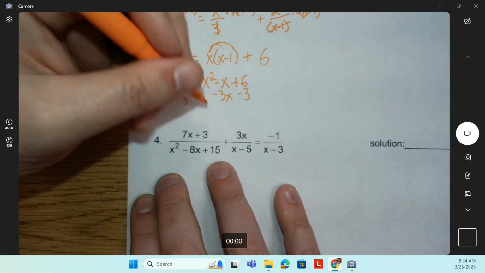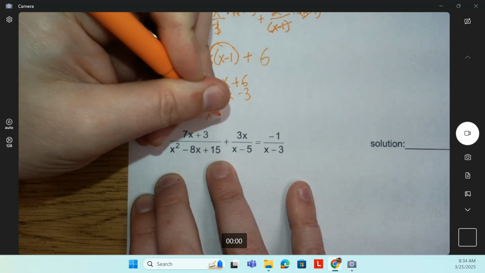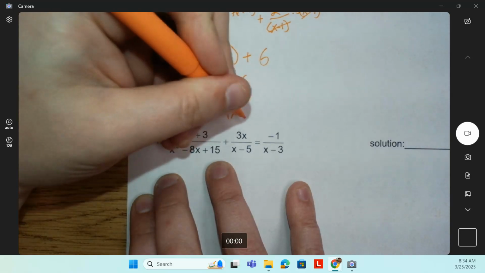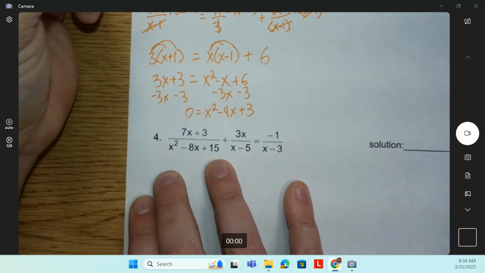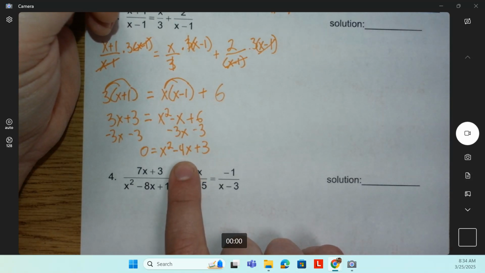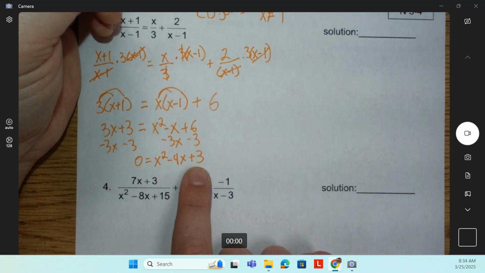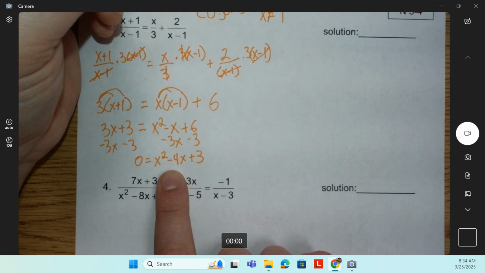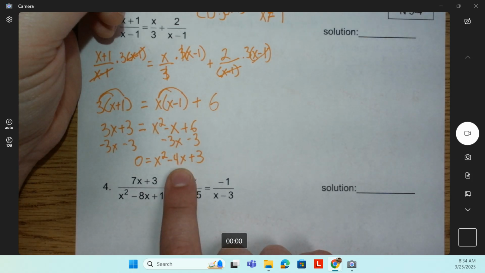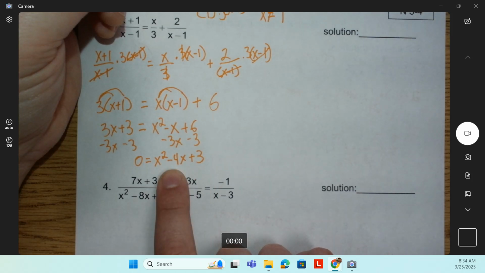And I get 0 equals x squared minus 4x plus 3. And as I go to solve that out, I'm going to need to factor that out. So I need something that multiplies to a positive 3 and adds to a negative 4. So the only time that's going to work out like that is when I have 2 negative numbers, and the only thing that multiplies to 3 is a negative 1 and a negative 3. That would add up to a negative 4.